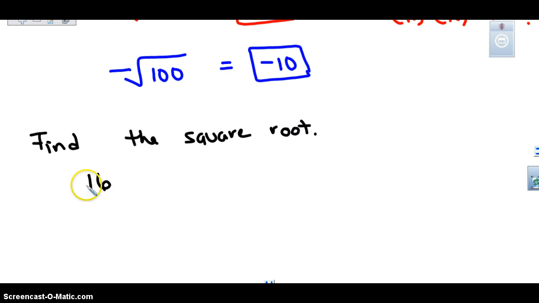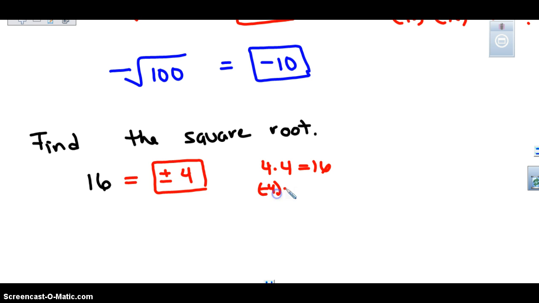If I ask you to find the square root of 16, what are you asking yourself? What times itself equals 16? So what would you say? 4. Plus or minus 4? Either one, right? So that's why we use the plus or minus sign. 4 times 4 equals 16. Negative 4 times negative 4 also equals 16.